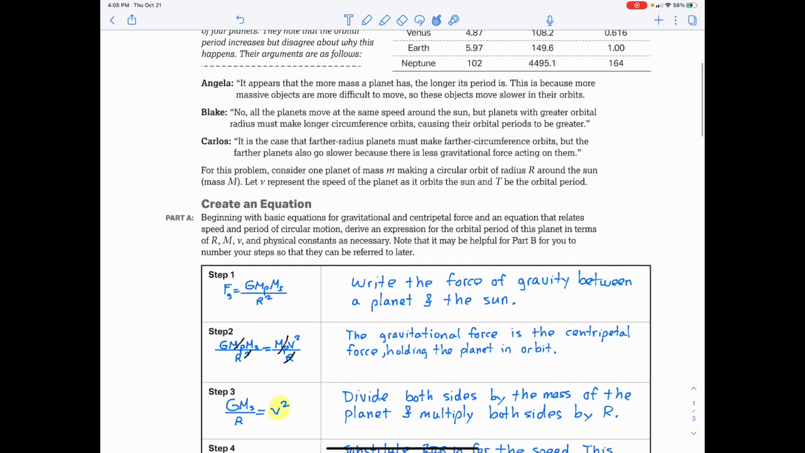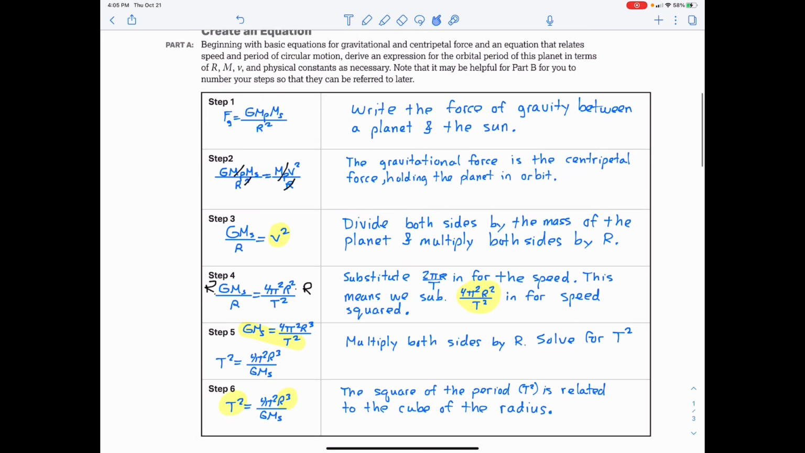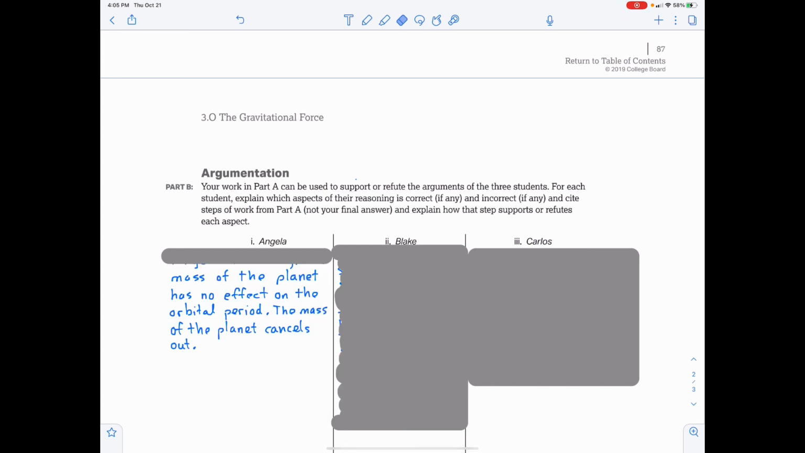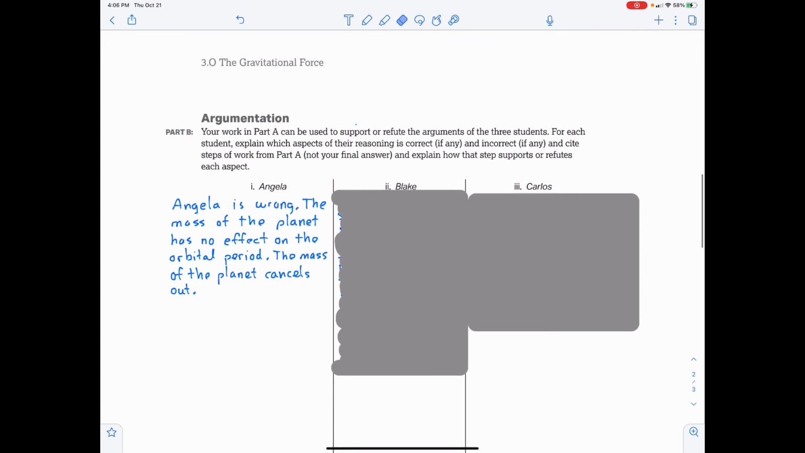Angela says that more mass, longer period. Well, if you notice in step 2, mass canceled. Mass of the planet canceled. Mass doesn't have an effect on the orbital period at all. So I think we can safely say that Angela is incorrect. Angela is wrong. The mass of the planet has no effect on orbital period. The mass of the planet cancels out.